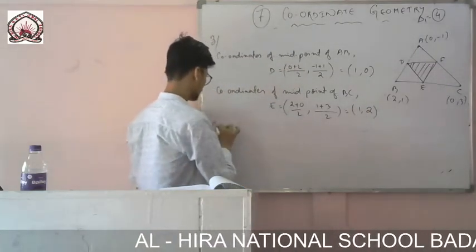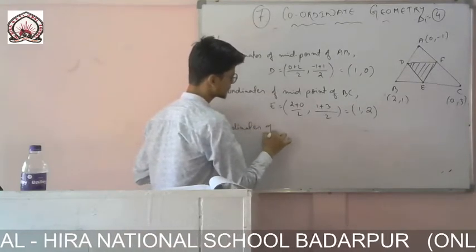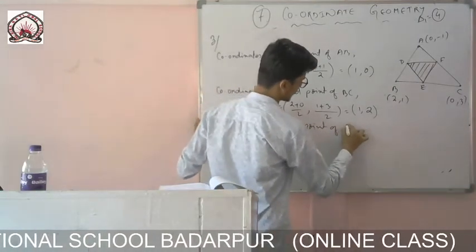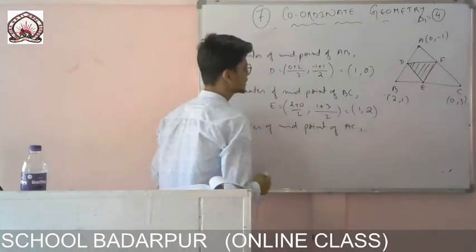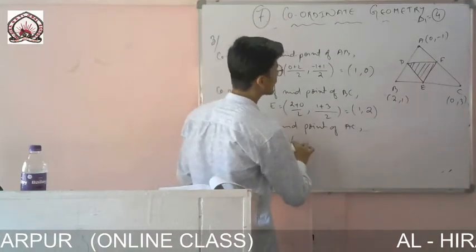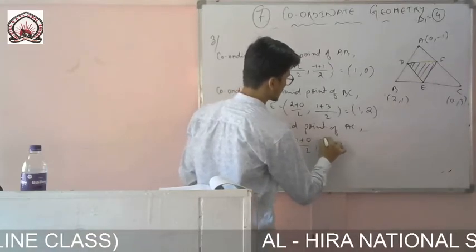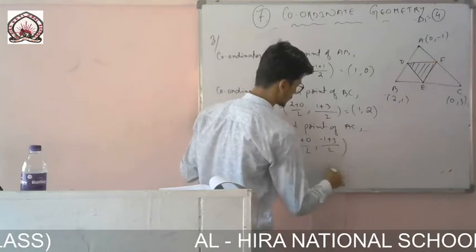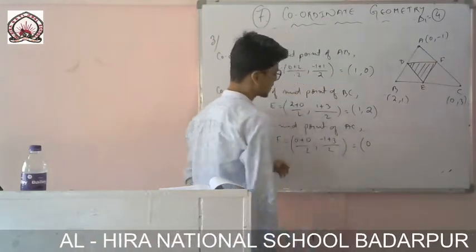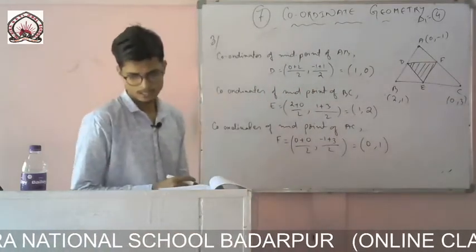Then the third one, coordinates of the midpoint of AC, that is F. So for F it will be 0 plus 0 by 2 comma minus 1 plus 3 by 2. So 0 plus 0 by 2, that means 0, and minus 1 plus 3 is 2, so 2 by 2 it will be 1. So these are the coordinates.